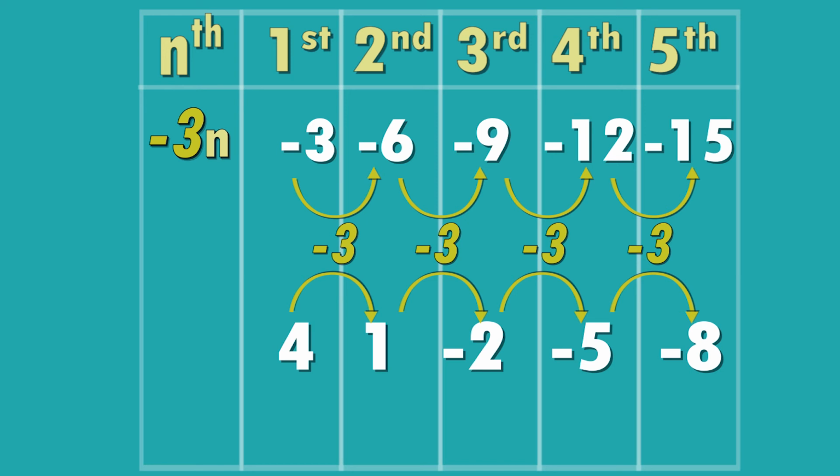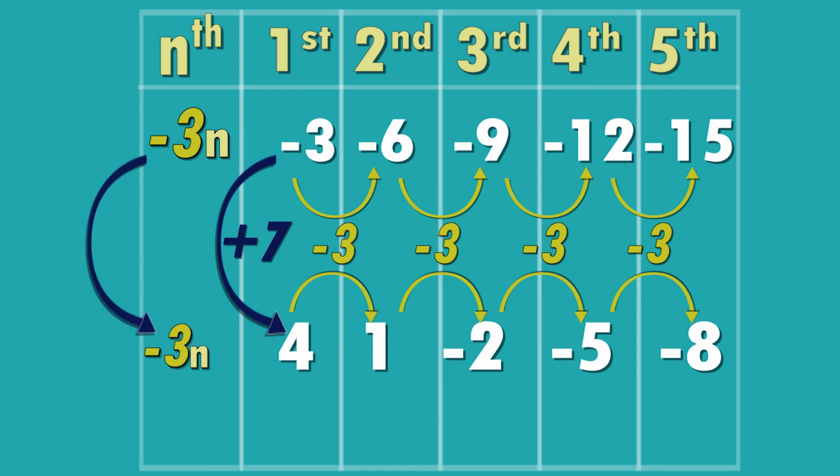Because our bottom sequence follows a very similar pattern, the first part of its nth term is also going to be negative 3n. To get from the top sequence to the bottom sequence, we need to add 7. Negative 3 plus 7 gives me positive 4. Negative 6 plus 7 gives me positive 1, and so on. So the nth term for the bottom sequence is going to be negative 3n, because we're going down by 3 each time, plus 7. We've just shifted the negative 3 times table up by 7. So the nth term here is negative 3n plus 7.